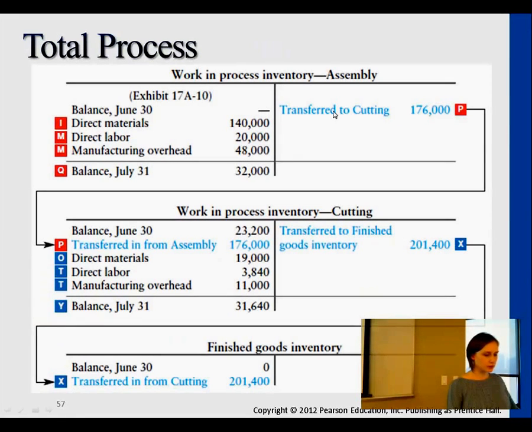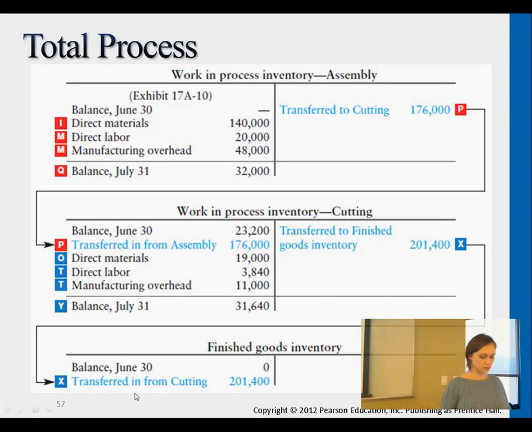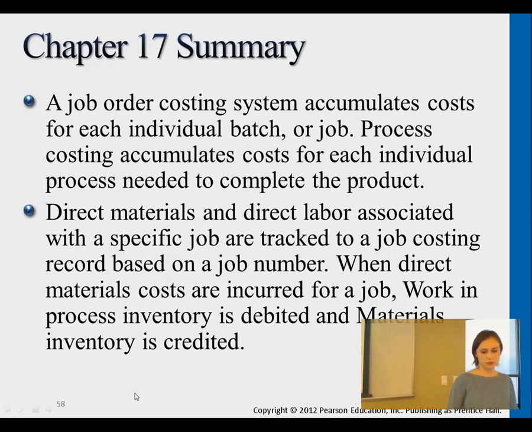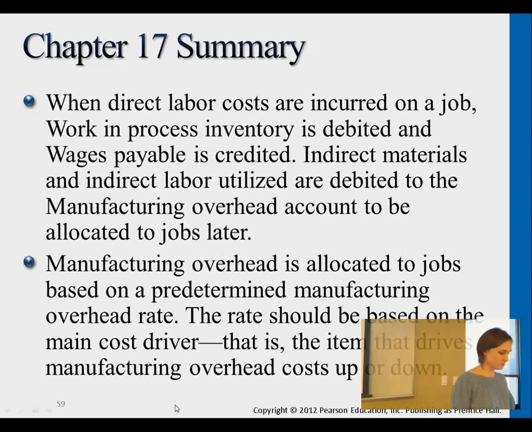So how is it traveling? Cutting process 1, right? We just figured this out. Now that's from assembly, right? We're transferring this cost to cutting. And then it's finished goods. We're done with all processes. Cutting was the last one. Now we're going to transfer it to finished goods inventory. Congratulations. We're done with chapter 17. A much worse one is coming, but it's shorter. So here you go.